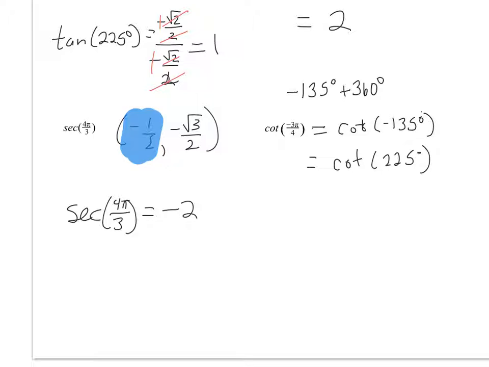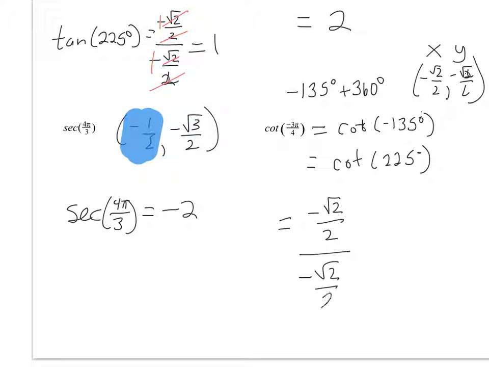Now we already had the point for 225 above, but we'll write it again. It's negative square root of 2 over 2, comma negative square root of 2 over 2. So cotangent is x over y. It's the reverse of tangent. Tangent is y over x, so cotangent is x over y. In this case, it doesn't matter because they're the same number. So negative square root of 2 over 2 over negative square root of 2 over 2, just like above, everything will cancel. You get positive 1.